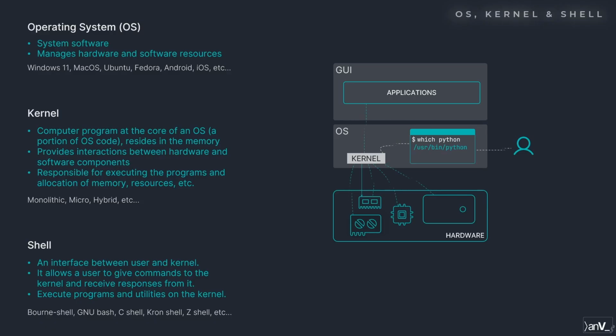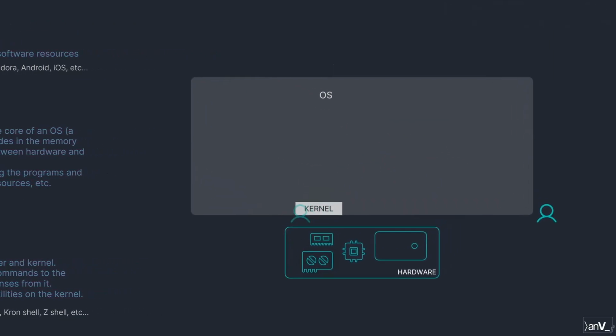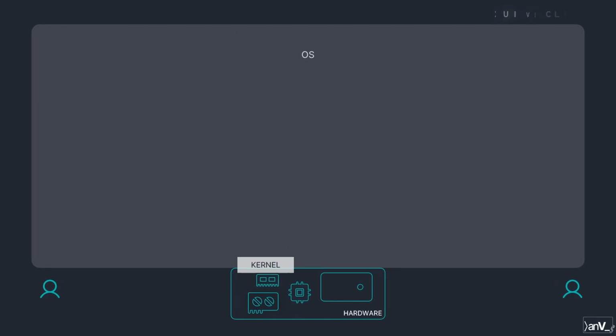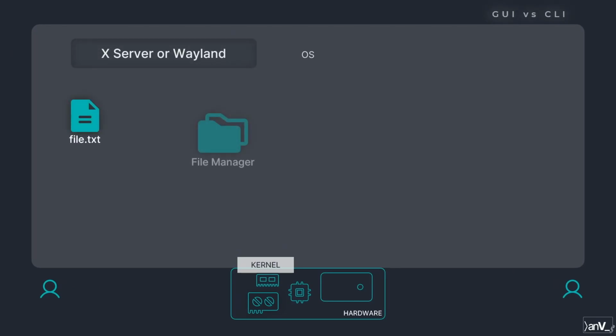GUI involves comparatively more steps to send a request and receive a response from the kernel. Meanwhile, a shell allows you to directly interact with the kernel. It's an interface between you and the kernel. Let's see an example of viewing the contents of a small text file to understand both the workflows.